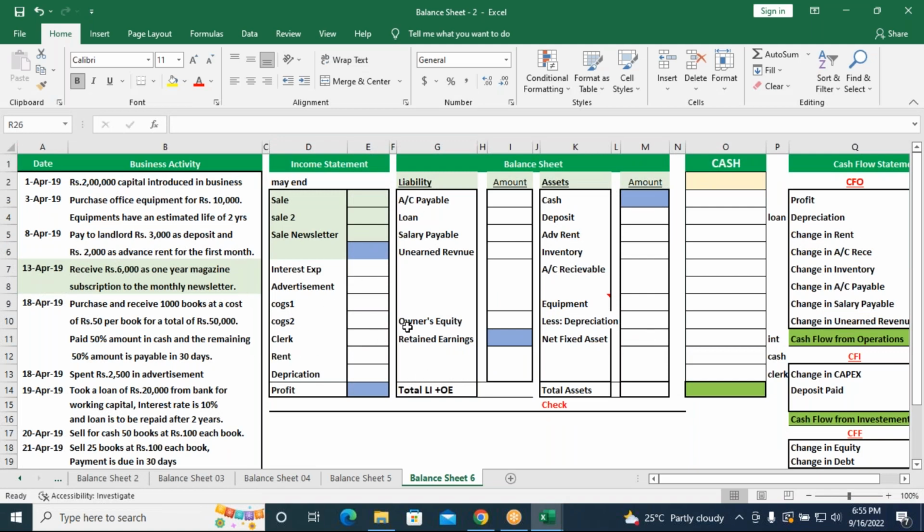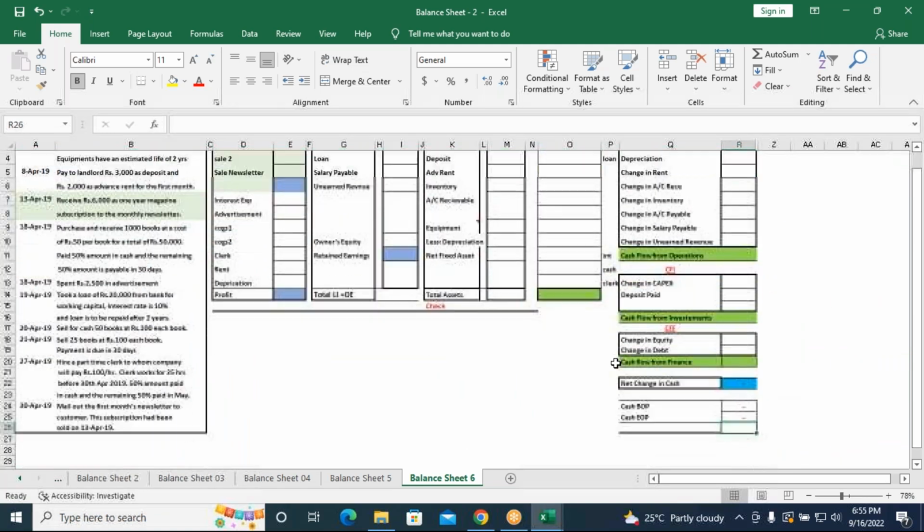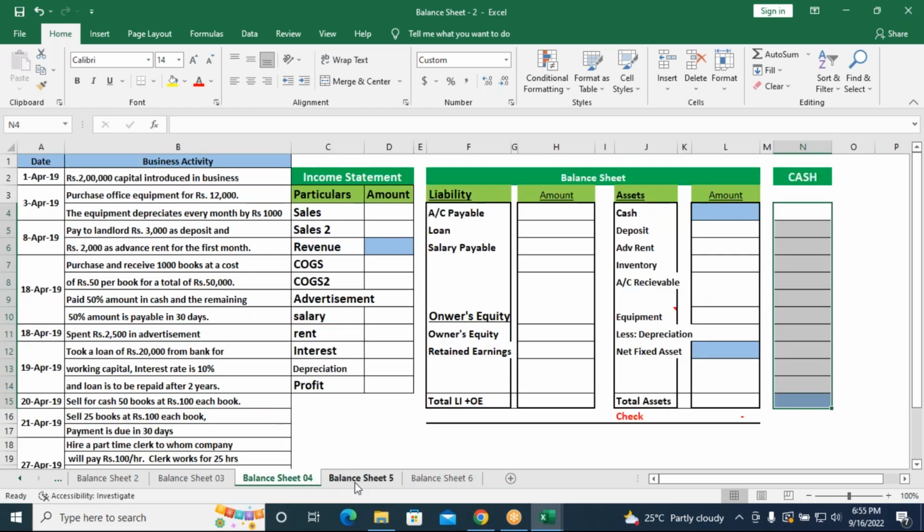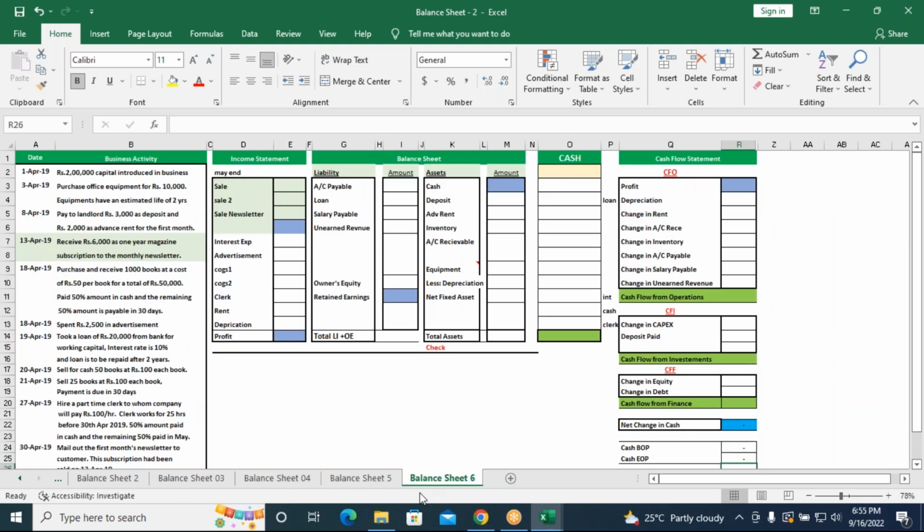Okay, we'll do this one only. I have shared this one, right? It is rupees 2 lakh capital introduced in the business. Girls, please do answer. I have the same copy of another question paper, that is why I was getting confused. This is the one we were supposed to do, right? Till balance sheet 6. Yes, ma'am. Okay, let's do this one fast.